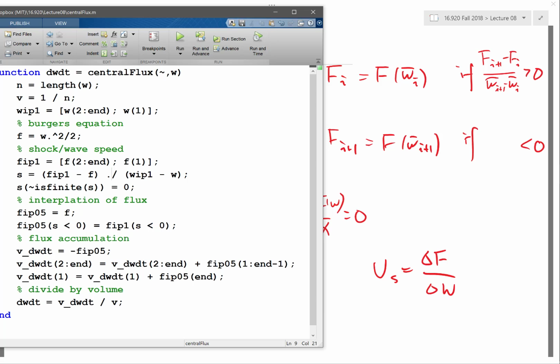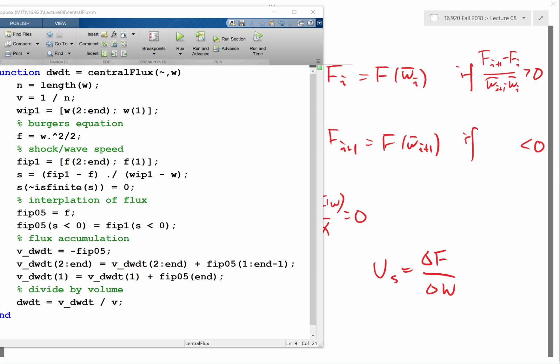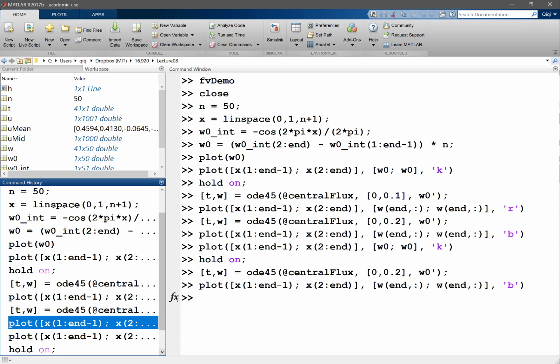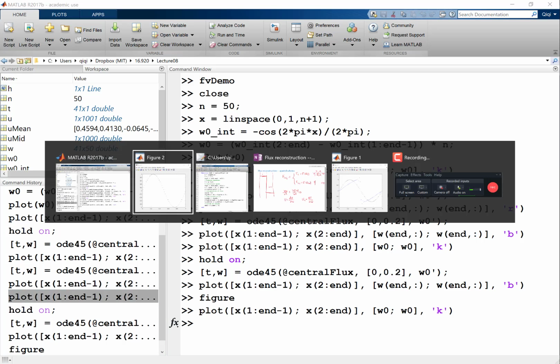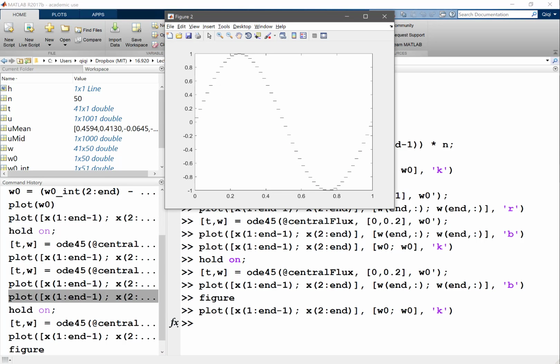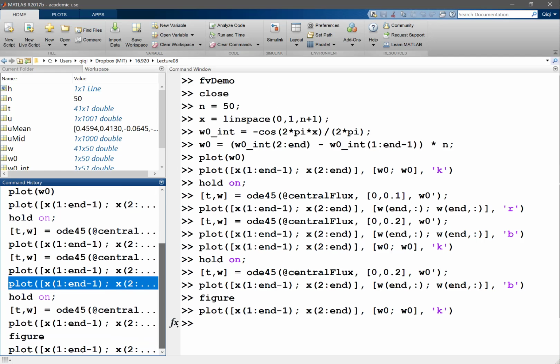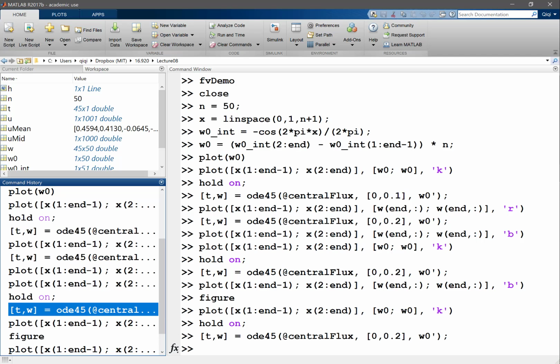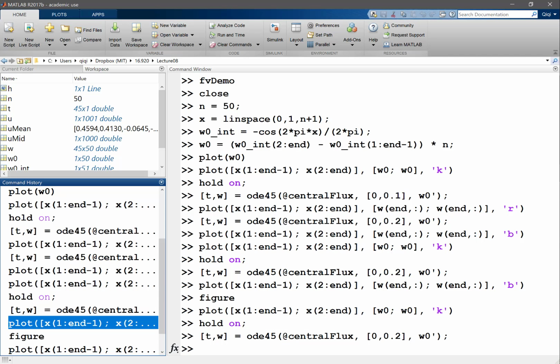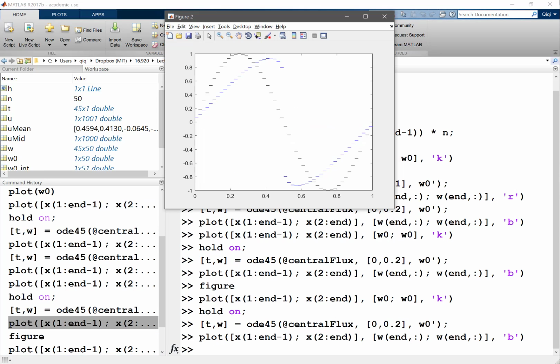Flux accumulation shouldn't change, right? Anything else should stay the same. So let's run it to see if we make a mistake or not. Let's make another figure and plot the original solution, the initial condition. Oh, now we shouldn't call it central flux anymore, but it's already coded up, so let's still do that. Okay, so here is our solution.